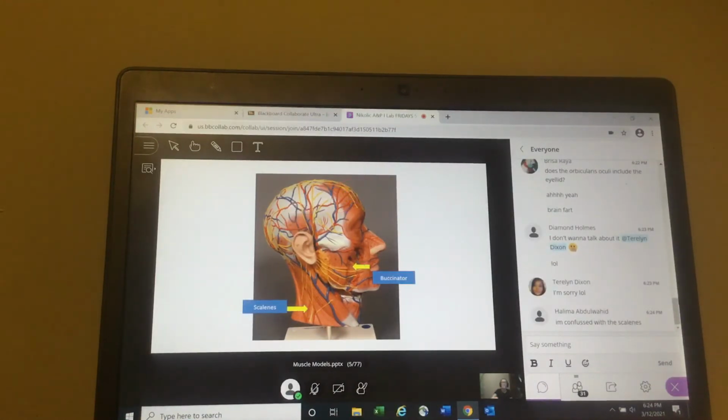All right. So the scalenes are a set of 3 muscles. They go here. They go here. They go here. They go here. They're 3 muscles, and they're called the scalene. All of that area are the scalenes.